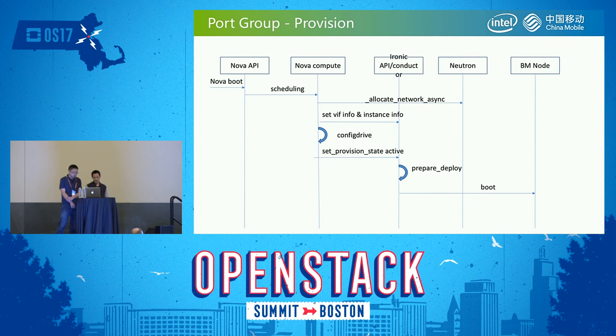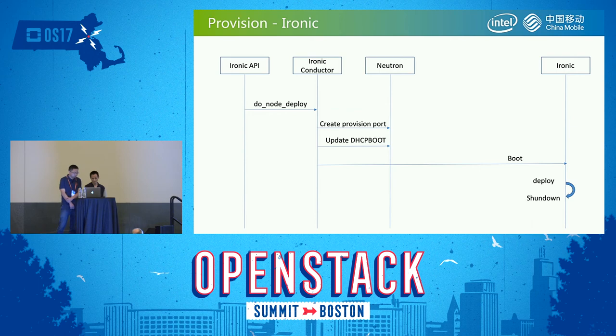Then we set the provisioning state to active, and they will do the deployment. Once the deployment is complete, it will shut down the bare metal nodes. So from the Ironic side, when the Ironic API receives the request from Nova, it will ask the Ironic conductor to do the node deployment. The conductor will ask Neutron to create a provision port and update the DHCP information. Then the node will get the DHCP information and download the deployment image from the TFTP server, do the deployment, and shut down the bare metal.